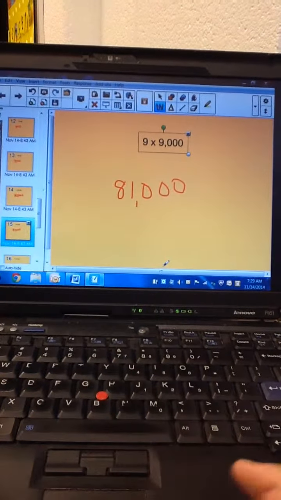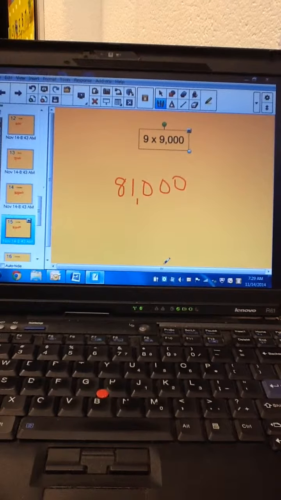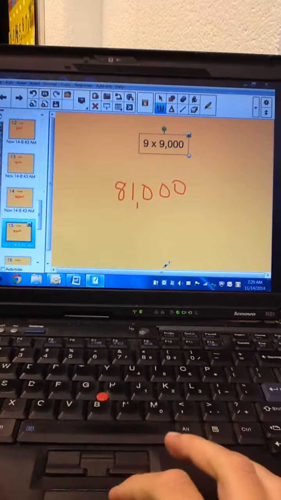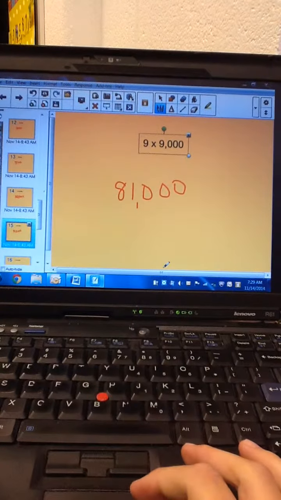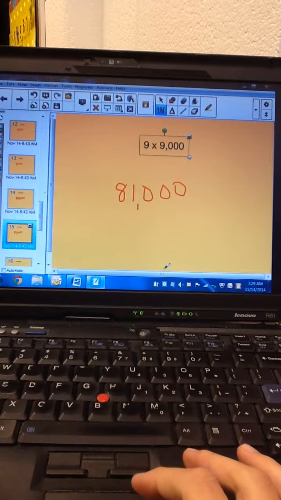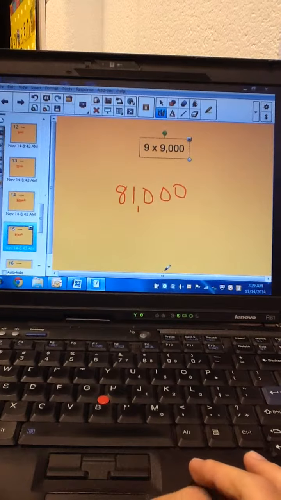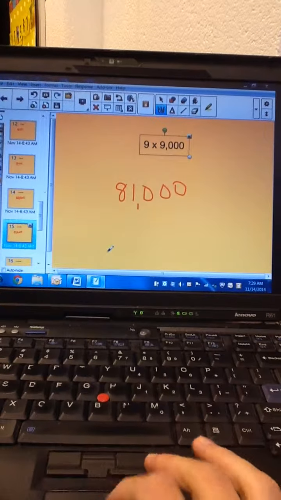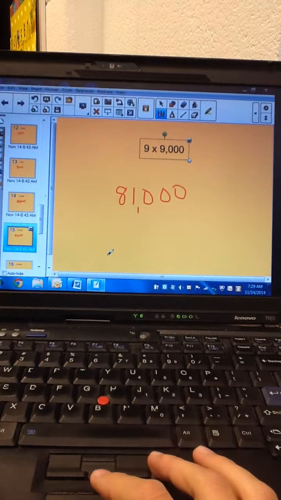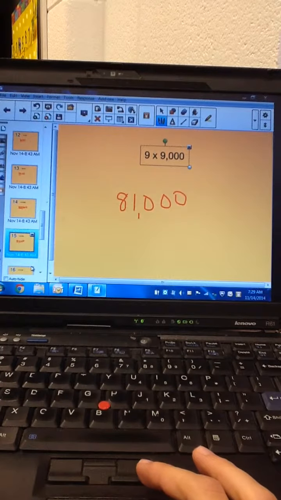81,000. To finish off your center, you have an exit slip, and there are 15 questions on a sheet of paper. I would like for you to come back in the classroom. You may find any area of the room you would like, as long as you do not disrupt the other centers, and you may work on your exit slip. When you finish, I would like for you to please turn it in unless I tell you to do something different.